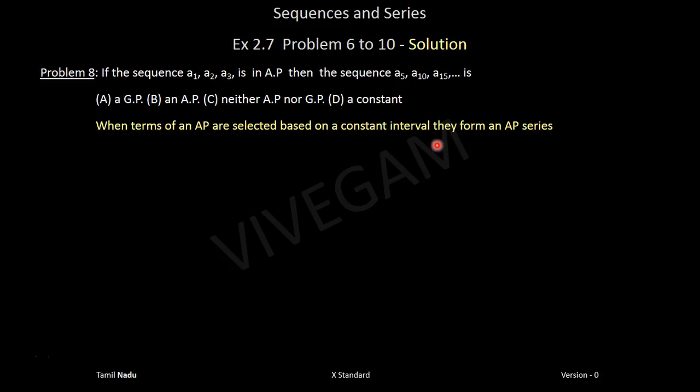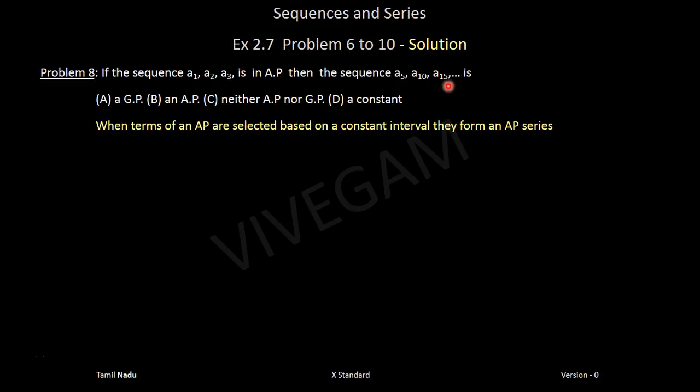That is, we have an AP series A1, A2, A3 up to, let's say, A15. And here they have selected some terms out of that series, but using a constant interval. That is, every fifth term they are selecting: A5, the fifth term, and the next fifth term, that is A10, and the next one is A15. So by this condition, they also form an AP series.